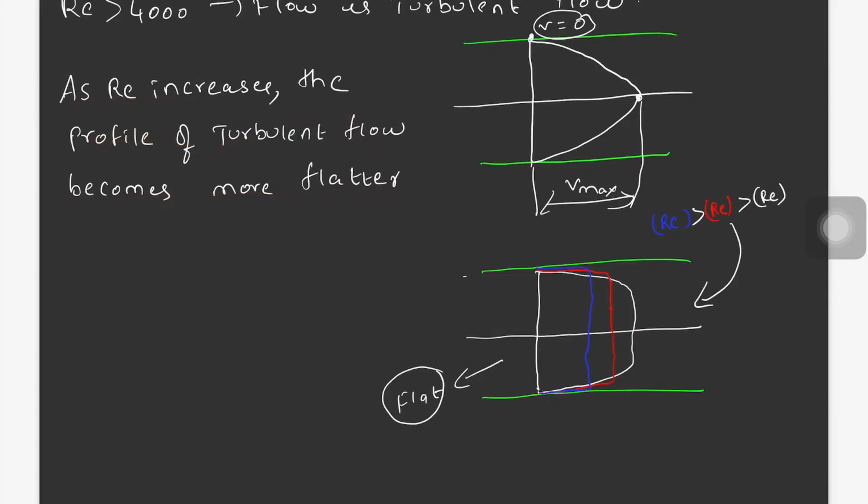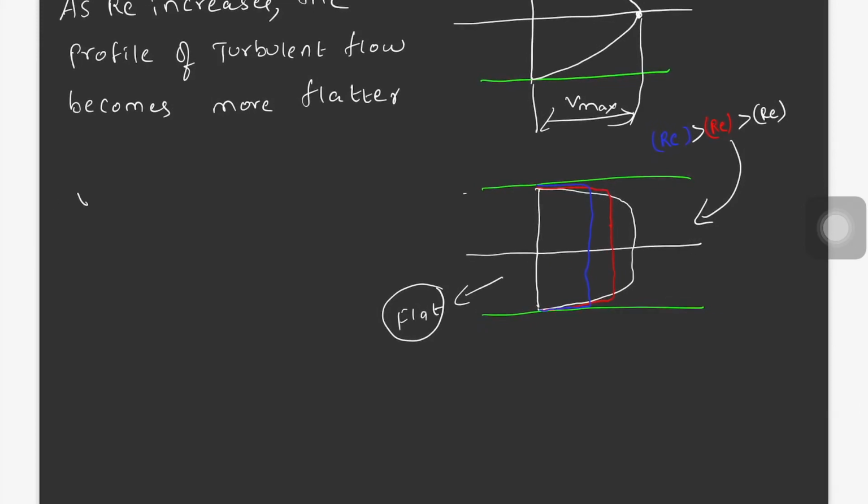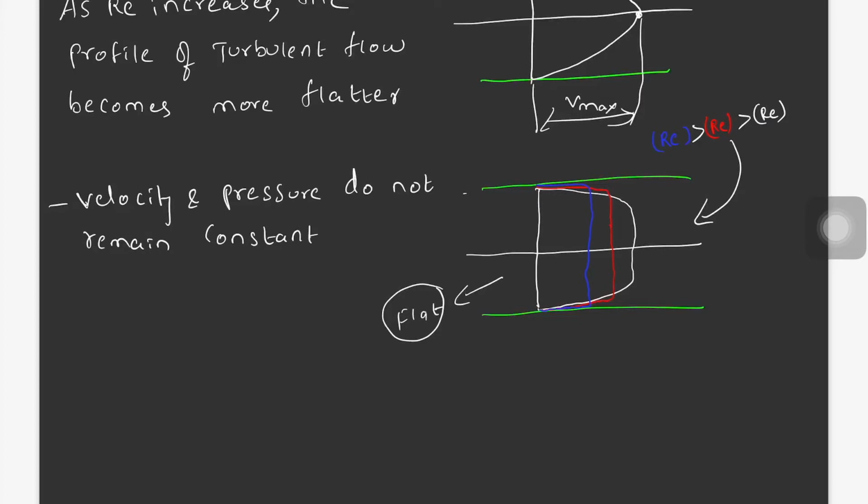Now, the main distinguishing feature of a turbulent flow is that velocity and pressure do not remain constant over time. If you take a particular point in a flow, say this point, then as time increases, the velocity and pressure won't be constant there. And if you take more and more time, the velocity and pressure will keep on changing.